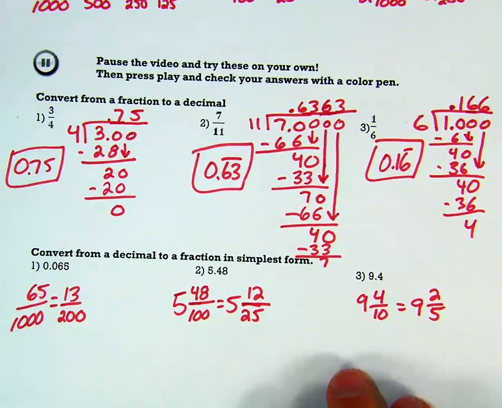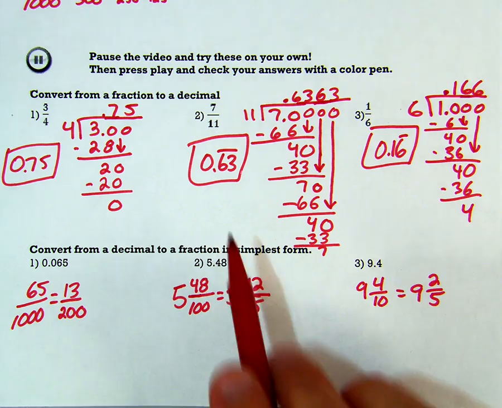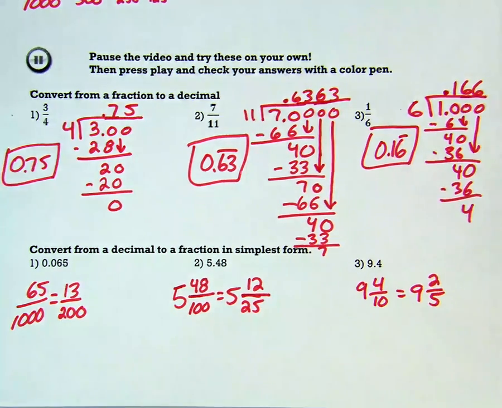Alright. For your fractions to decimals, you should have gotten 0.75, 0.63, and then 63 is repeating, so we want to make sure that line is over the top there. And then we have 0.16 with the 6 repeating, so I'm going to make sure my line is only over the 6.